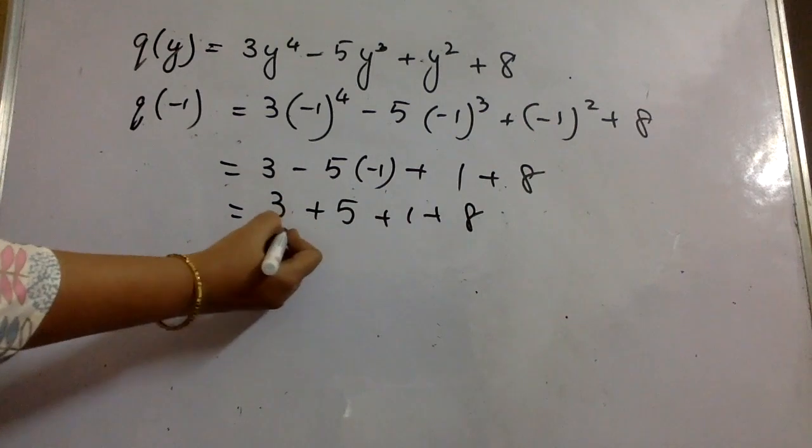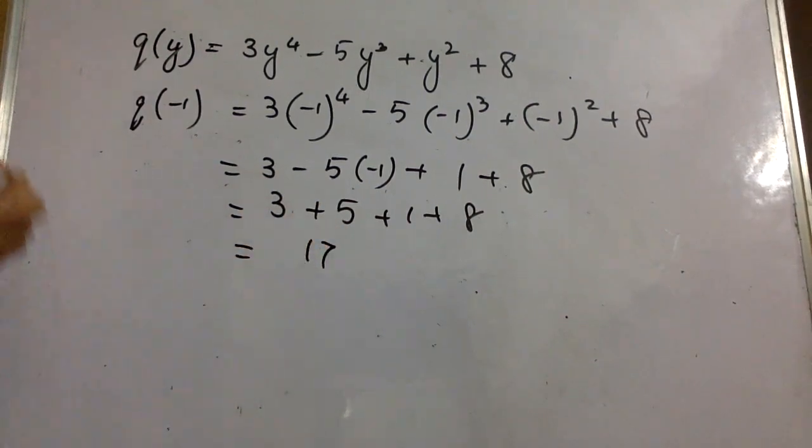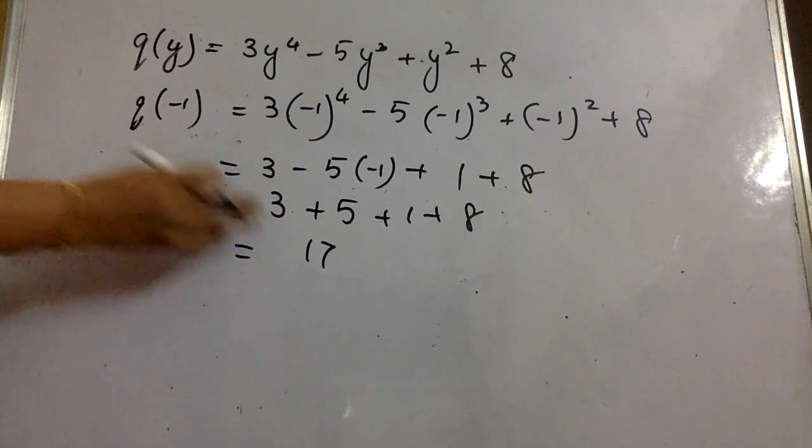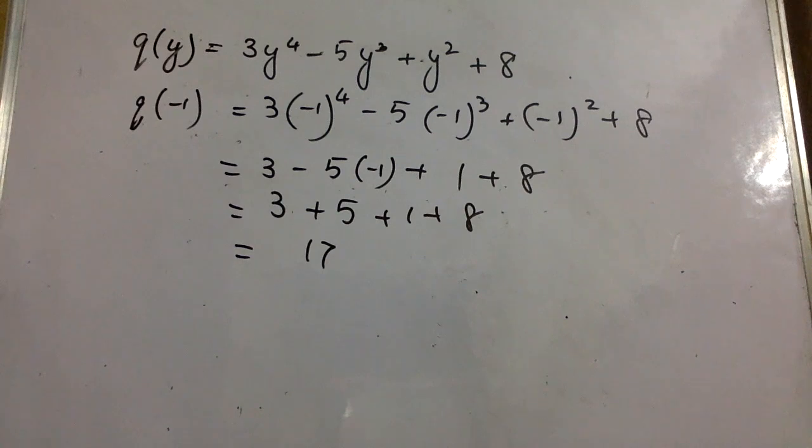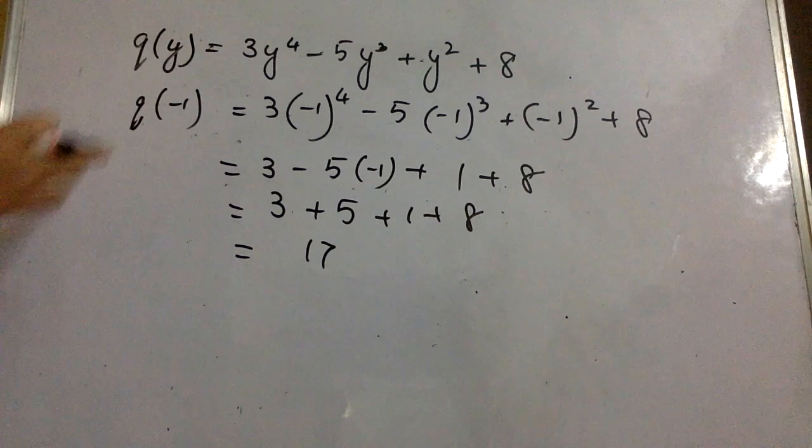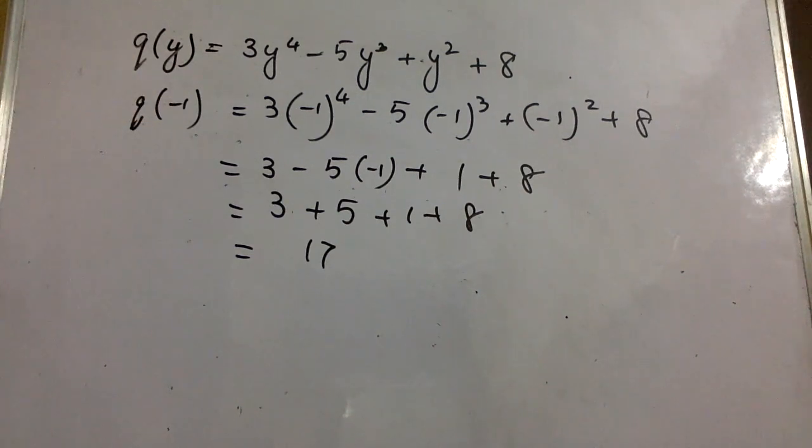Okay. So this is 16 and 17. So this is the value of q minus 1, it is 17. Likewise, they can set other questions also with positive as well as negative values.